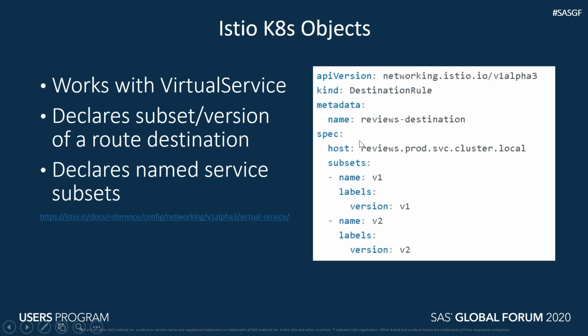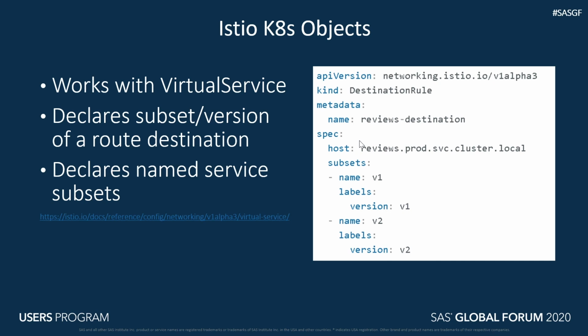The virtual service relies on having the destination rules out there, which work with the virtual service and declare the subset or version of route destination. So it helps us to identify that a certain particular service has subsets. In other words, the version: if we select a service version by a label, for example, the V1 version of the service, then traffic gets routed to it on the V1 name. The one that's V2 has that label on it, and that selector gets traffic routed to it for V2. This ties back in with the virtual service before.